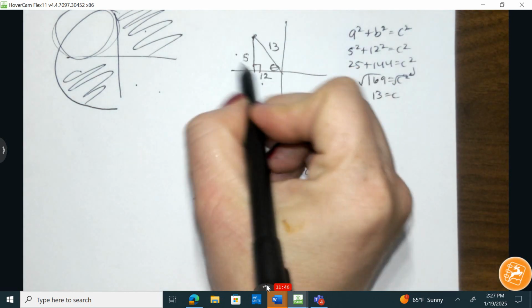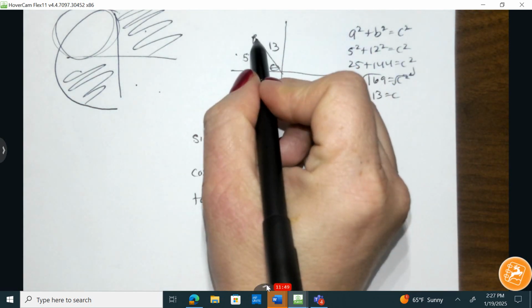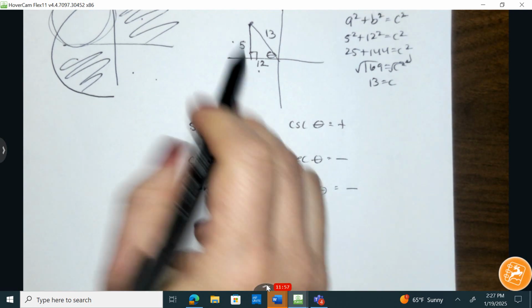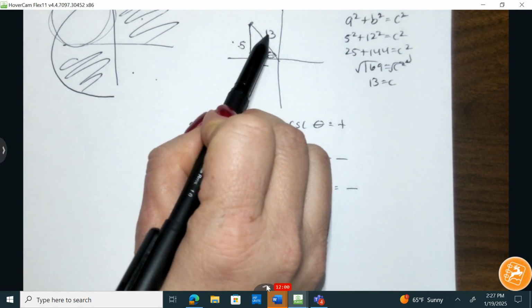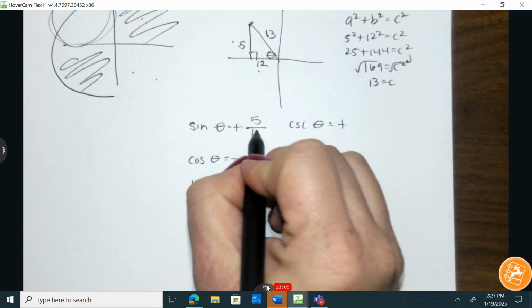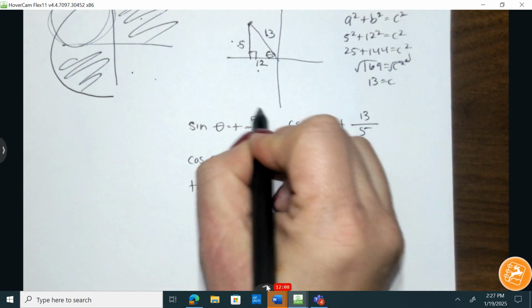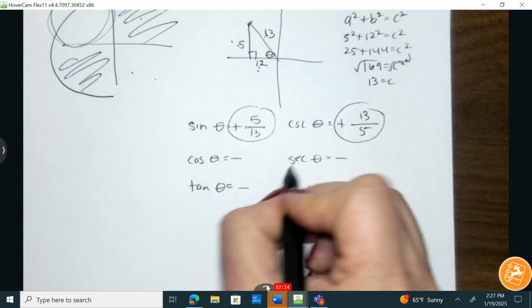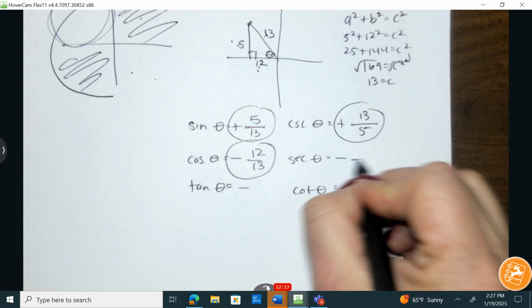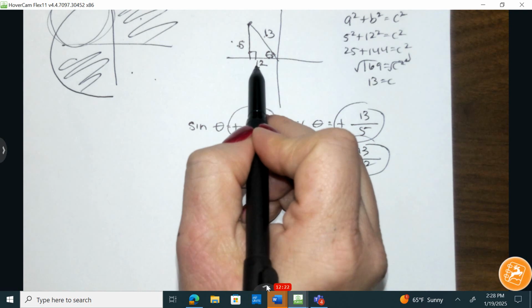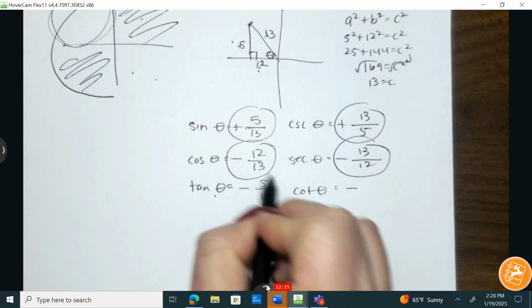So we have a terminal angle landing in quadrant 2. In quadrant 2, only the sine and its reciprocal are positive. Everything else is going to be negative. So sine, opposite over hypotenuse, is the ratio. Opposite of the interior angle I'm evaluating over the hypotenuse, and then the reciprocal, 13 over 5. The cosine is adjacent over hypotenuse, and the reciprocal. The tangent is opposite over adjacent, and the reciprocal.